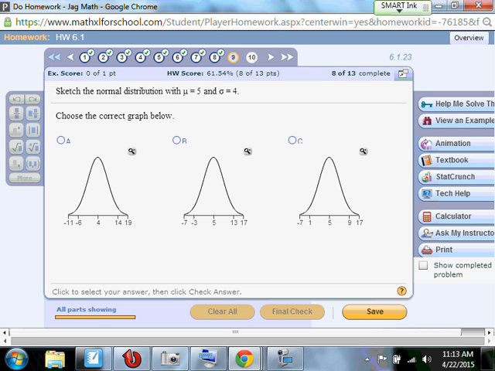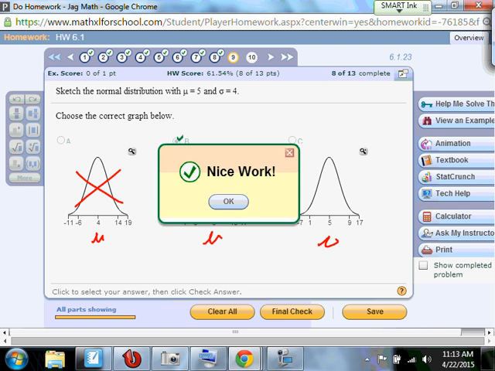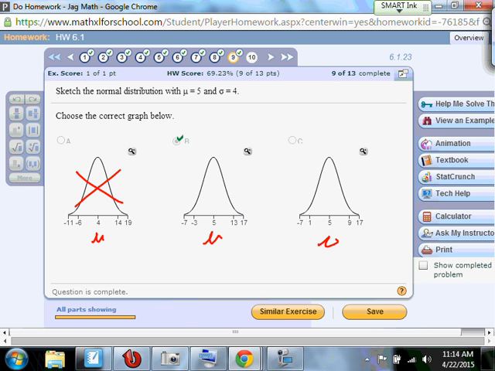Now, what they're doing is they're putting the mean in the middle, so it's not going to be A, right? And they're going out 2 standard deviations and then 3 standard deviations. So if we go out 2 standard deviations, the standard deviation is 4. Yeah, I think it's B too. Let's try B. There it is. Good. So what they're doing at this point is they're going mu plus 2 standard deviations on that one.